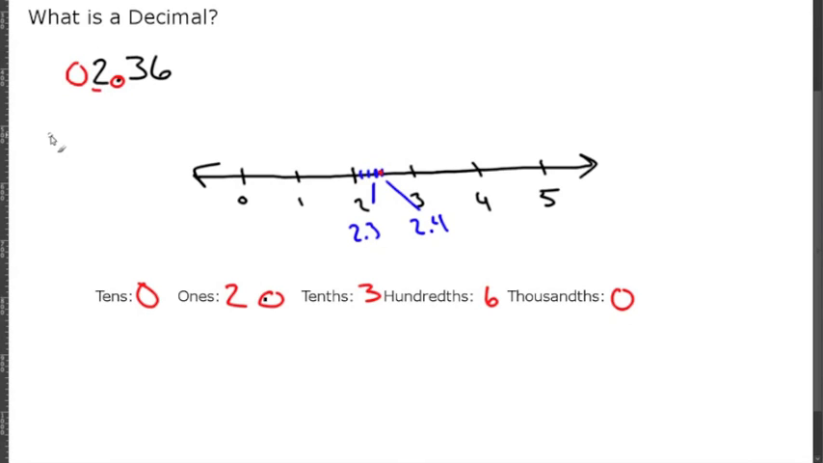When you read a decimal, you state the whole number, and the decimal point stands for an "and," and then wherever your smallest place value is, you use that label. So I know this is tenths, but I'm not going to say 2 and 3/10 and 6 hundredths. I'm going to say 2 and 36 hundredths. So if I had a 1 over here in the thousandths place, I would say 2 and 361 thousandths. And that would be how you read it.